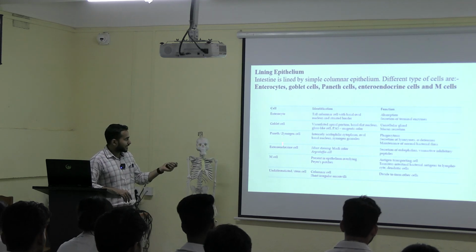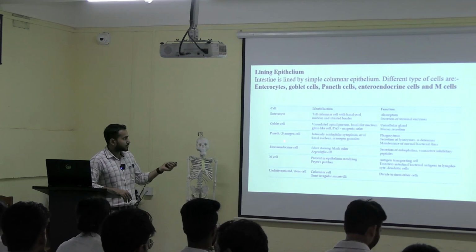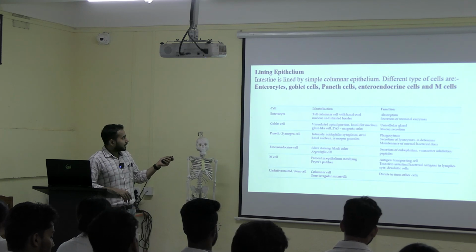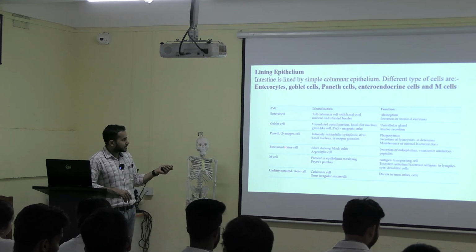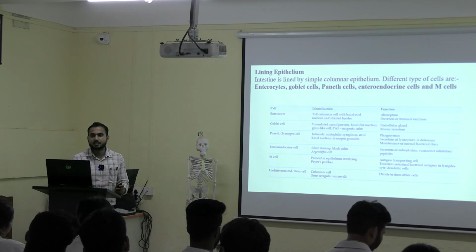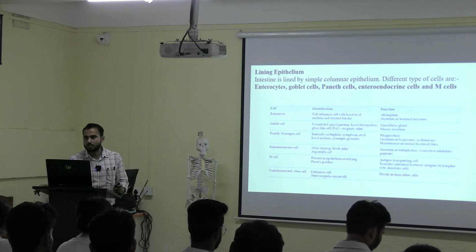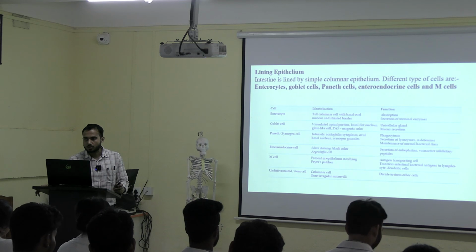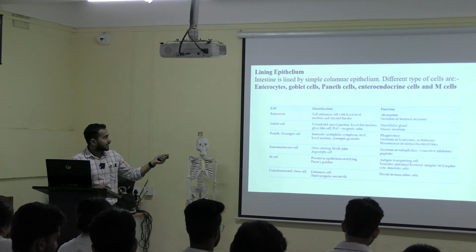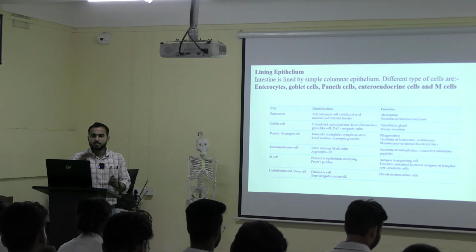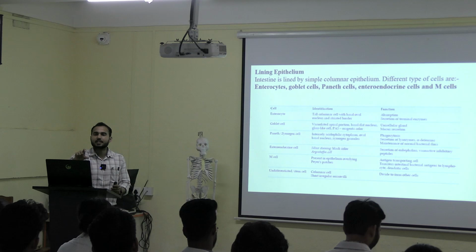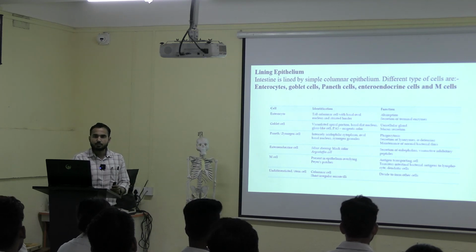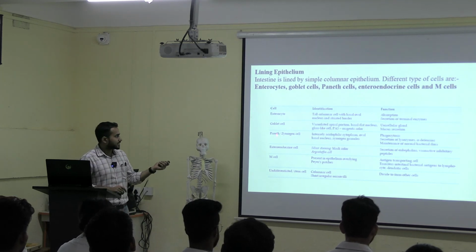Next, these are some important cells which are present. These particular cells are mainly present in the intestinal glands or crypts of Lieberkühn. If you see the enterocyte and goblet cell, they are placed together in the lining epithelium. Next, as I said, the crypts are there, or intestinal glands, crypts of Lieberkühn. In that particular gland, these different types of cells are present.